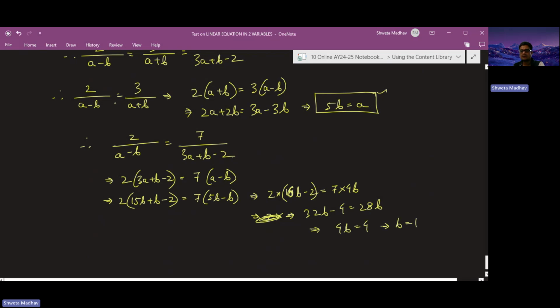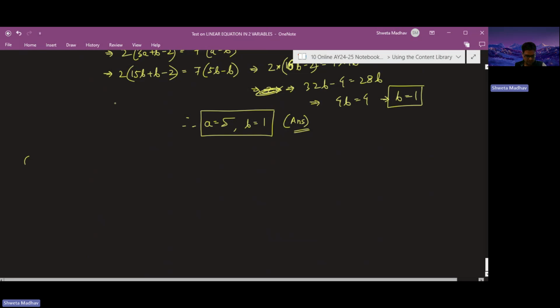So b is equal to 1. Therefore, a will be equal to 5. So a is equal to 5 and b is equal to 1. These are the required values of a and b. So this is the answer.